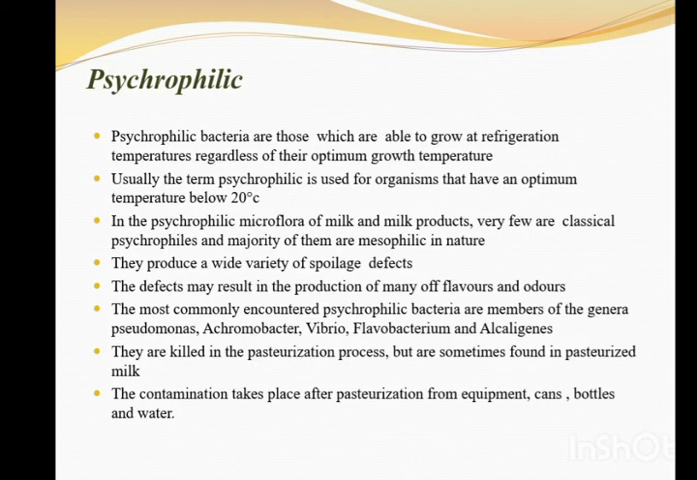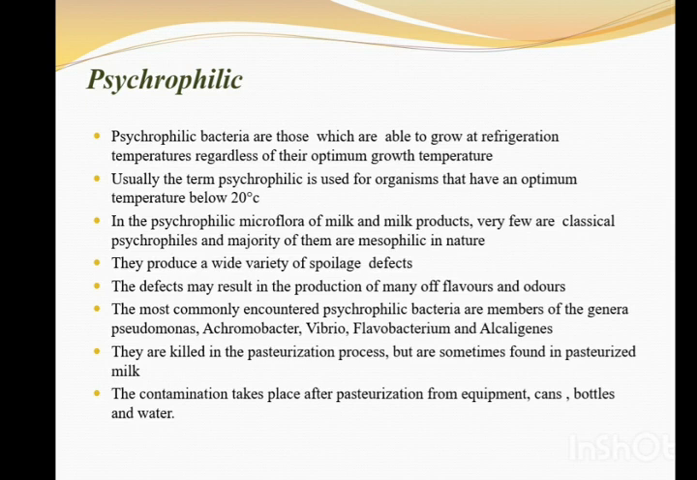Psychrophilic bacteria are those which are able to grow at refrigerated temperatures regardless of their optimum growth temperature. Usually the term psychrophilic is used for organisms that have an optimum temperature below 20 degrees Celsius. In the psychrophilic microflora of milk and milk products, very few are classical psychrophiles and the majority of them are mesophilic in nature. They produce a wide variety of spoilage defects. The defects may result in the production of many off flavors and odors.